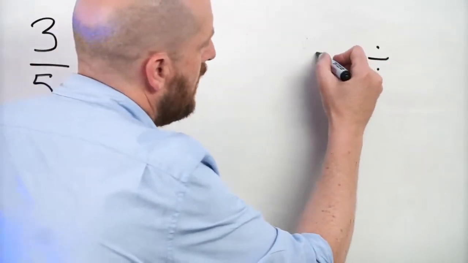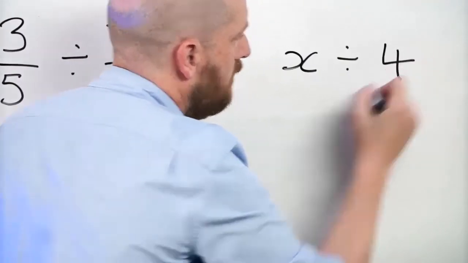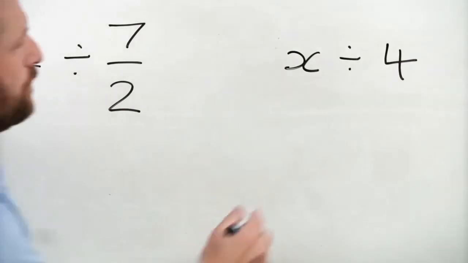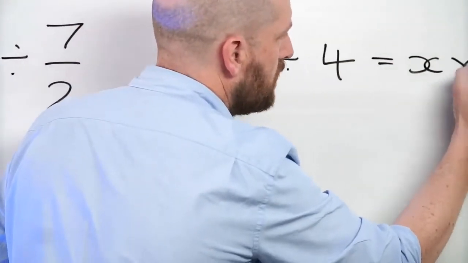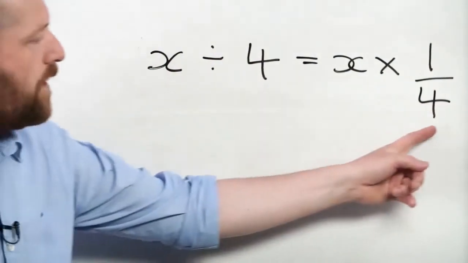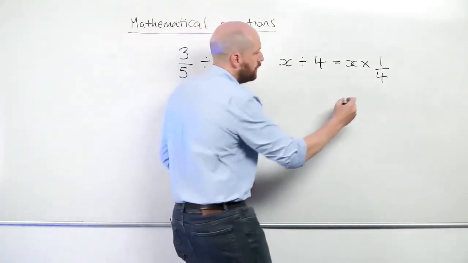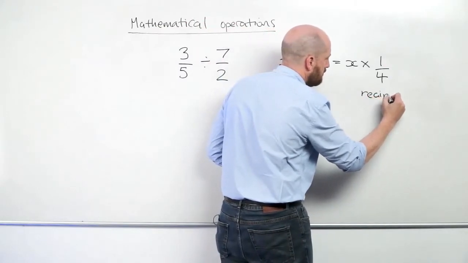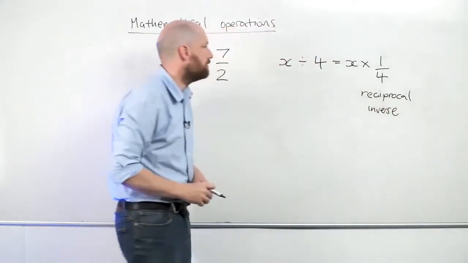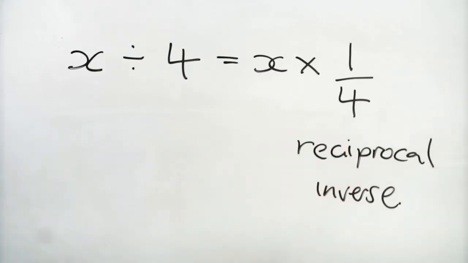If I have x divided by a quantity, 4, we normally might write that as x over 4. Well, what this actually is, is x multiplied by 1 over 4. And this 1 over 4 is the equivalent of that negative number. This is called the reciprocal, or the inverse. And so dividing by a number is exactly the same as multiplying by the reciprocal.